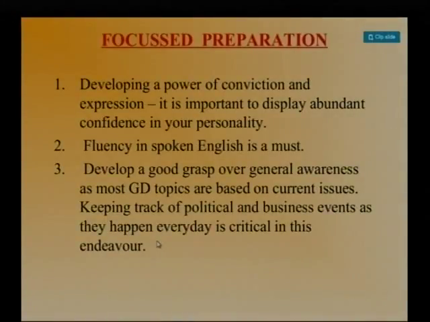Focused preparation, developing a power of conviction and expression. That is, it is important to display abundant confidence in your personality. Like we've discussed, fluency in spoken English is a must. Develop a good grasp over general awareness, as most GD topics are based on current issues. Keeping track of political and business events as they happen every day is critical in this endeavor.